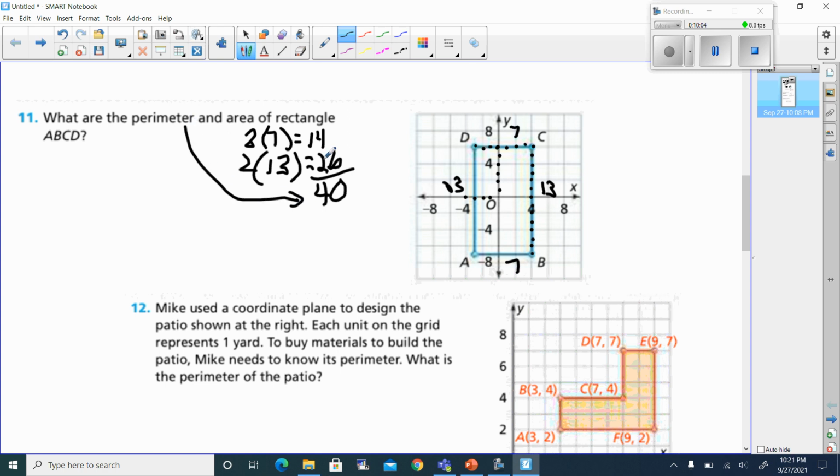All right, let's go with our area now. Area is length times width. And we know if the length is 7 and the width is 13, this is 7 times 13. All right, let's work this out. 7 times 13. We got 13 multiplied to 7. Now 3 times 7 is 21.